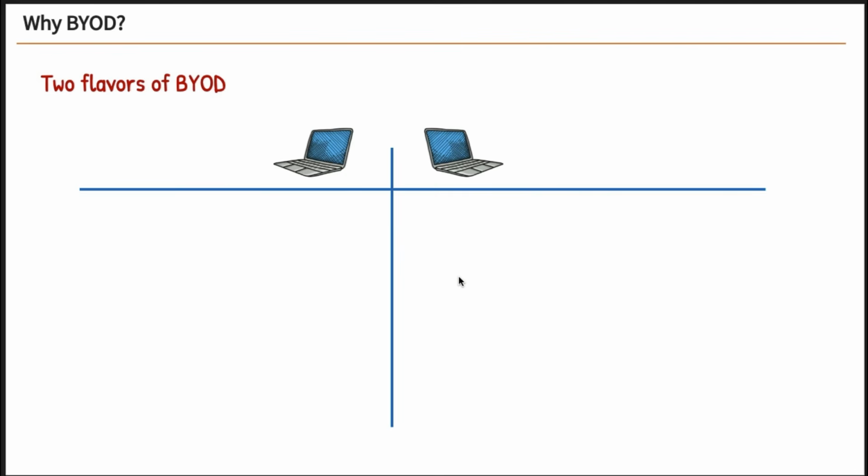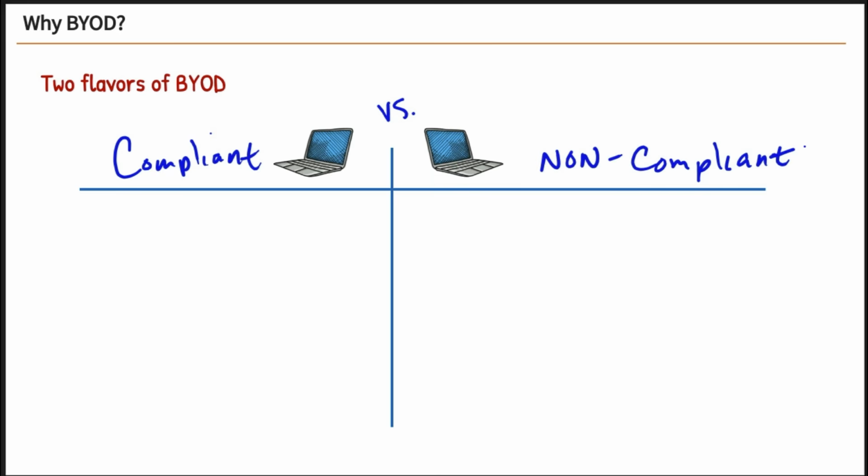So now let's talk about two flavors of BYOD. And these are just kind of generic flavors here. What we're talking about is compliant devices versus non-compliant devices. So let's start with non-compliant. This is an endpoint that we can't verify to be compliant. So what is compliance? Let's talk about that. We should probably start with that, right?